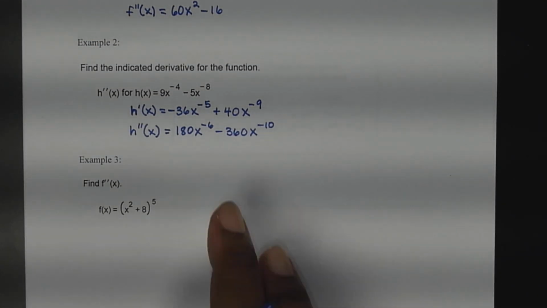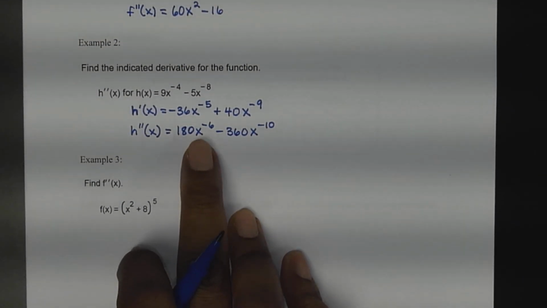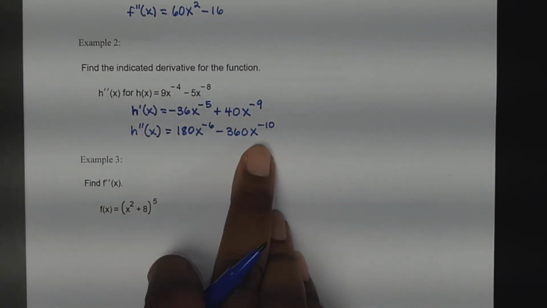And I believe that would be as far as I would go with this problem, because I don't think they want this using positive exponents.